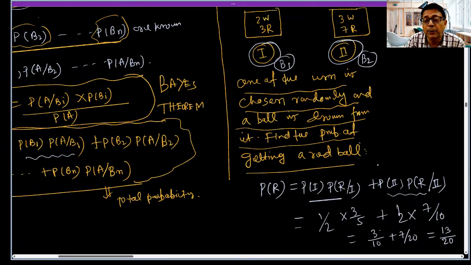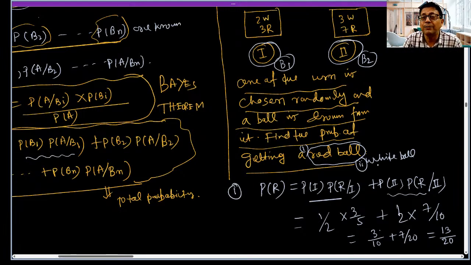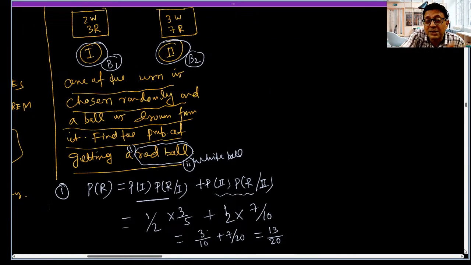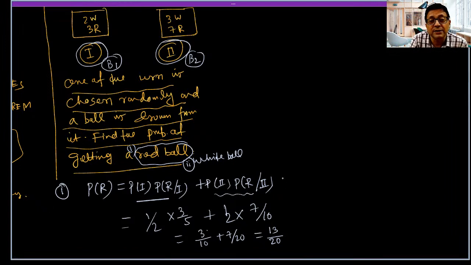I have written a red ball here. I am asking what is the probability of getting a white ball. The first part you have done already. The second part is there. White ball probability you have to find. So you go by common sense. If you go by common sense, remembering the formula will also be very easy.